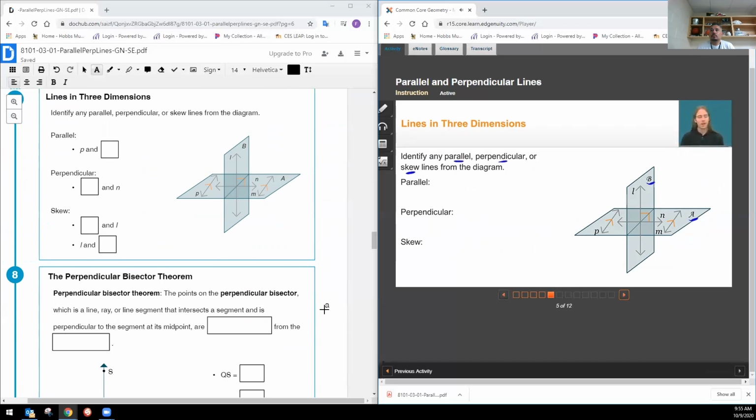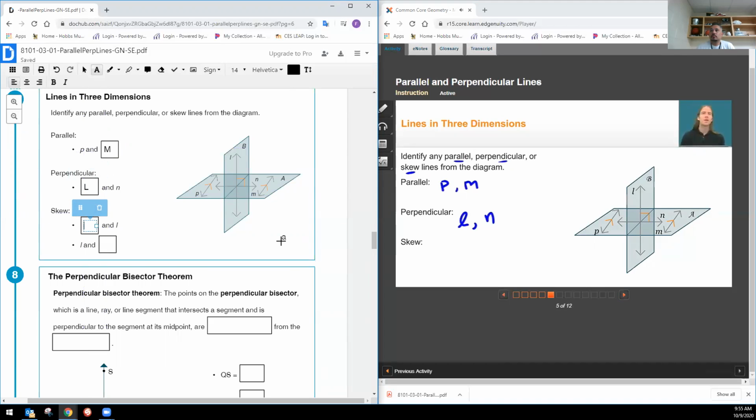When I look at this diagram, I see that lines P and M are marked as parallel. So I can say P and M are parallel, but I can't say that about any other line pairs because there are no such markings in the diagram. Remember that we can't assume too much from a diagram like this. How about perpendicular lines? Well, I see that lines L and N have a perpendicular line marking between them, so I can write them as perpendicular. However, there are no other pairs of perpendicular lines on this diagram.